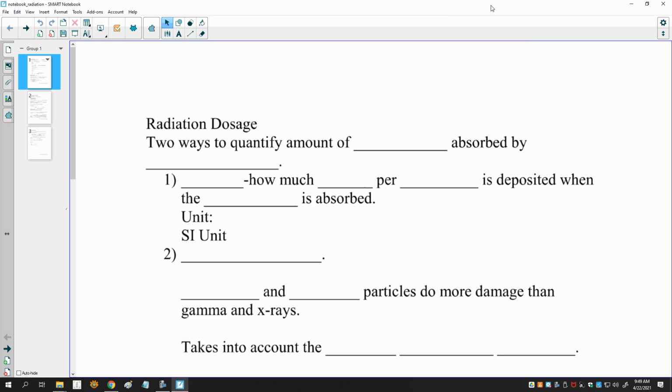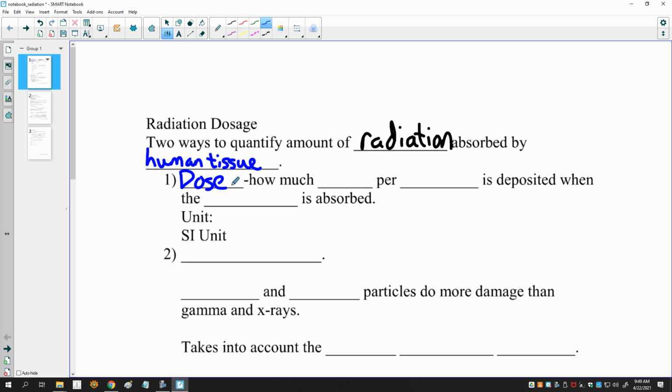Okay, so there are two ways to quantify the amount of radiation that is absorbed by the human tissue. The first is called the dose, and this is how much energy per mass is deposited when the radiation is absorbed. And the unit for this is the rad, and rad stands for radiation absorbed dose.